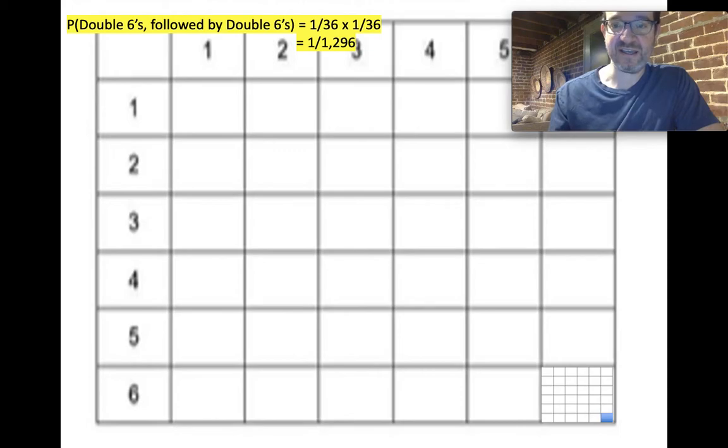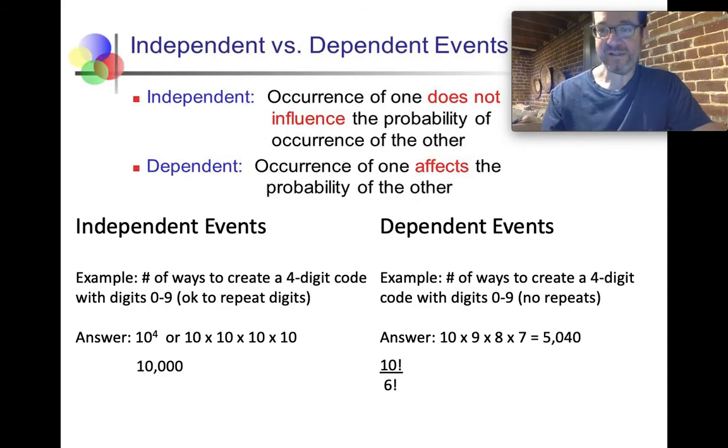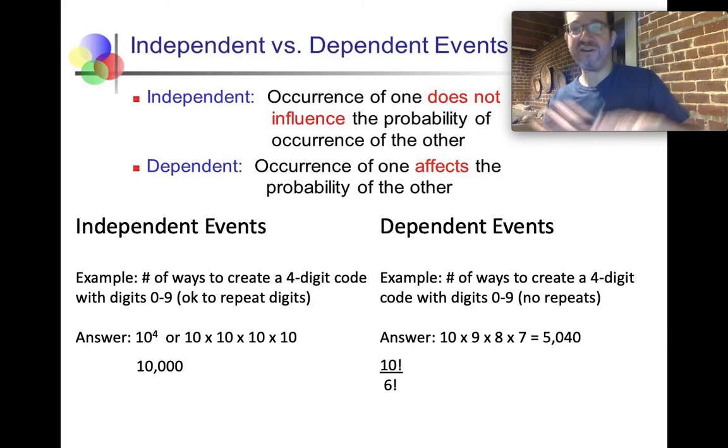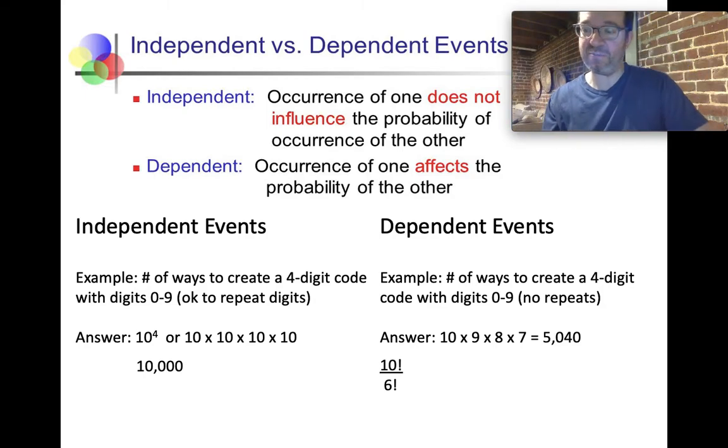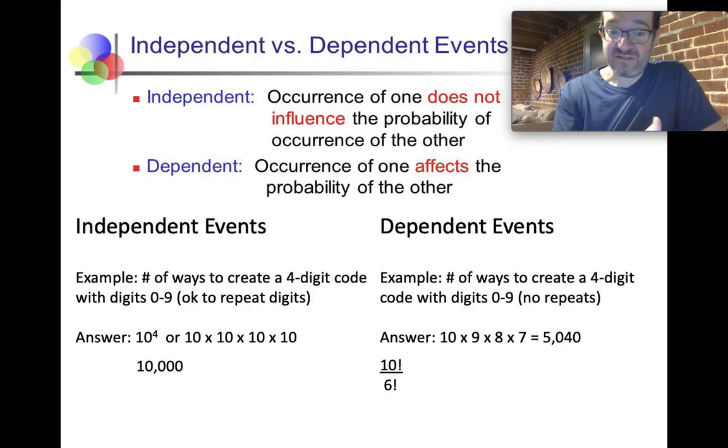Let me take you through what I like to think of as vocabulary for this. Independent events means the occurrence of one does not influence the other, and dependent means the occurrence of one does affect the other. Consider the probability of picking a 4-digit code at random, where you can repeat digits. That's independent events, because even if my first number is 0, the second digit can also be 0. So it's 10 times 10 times 10 times 10.